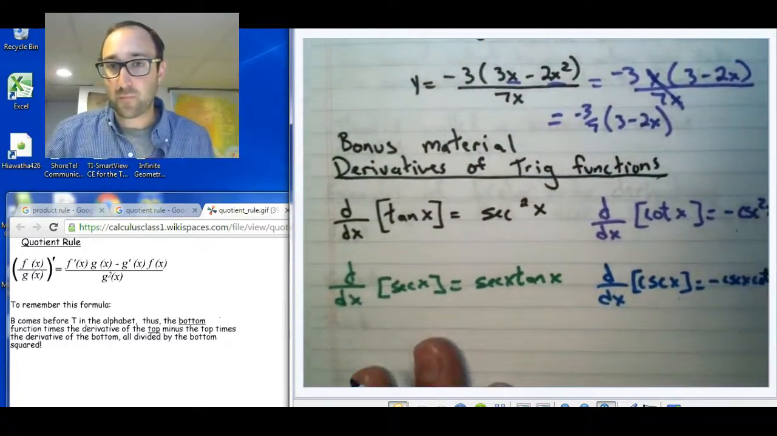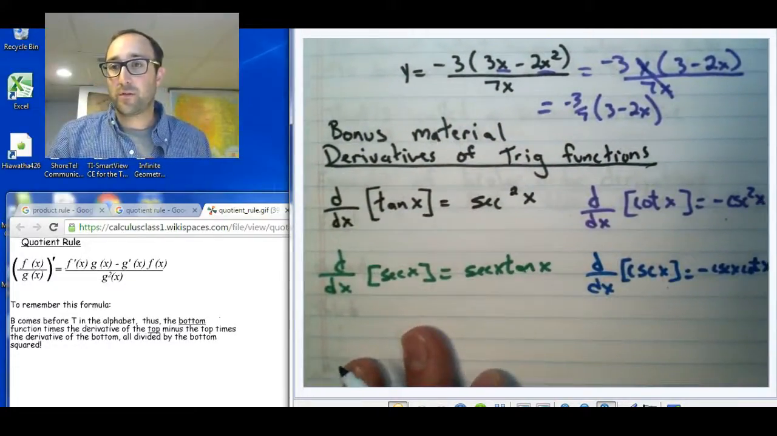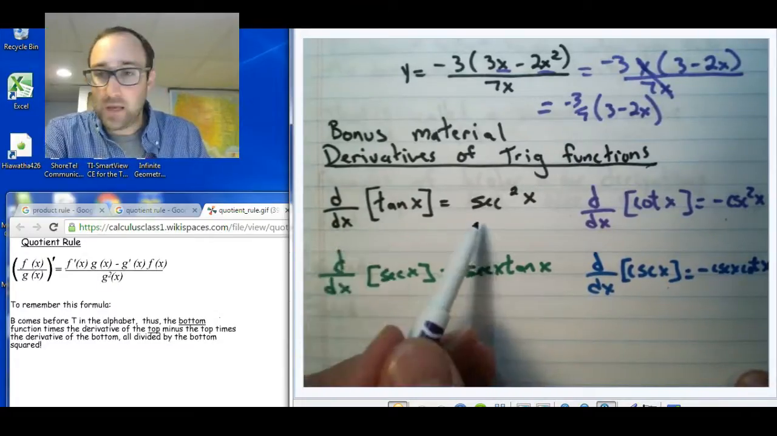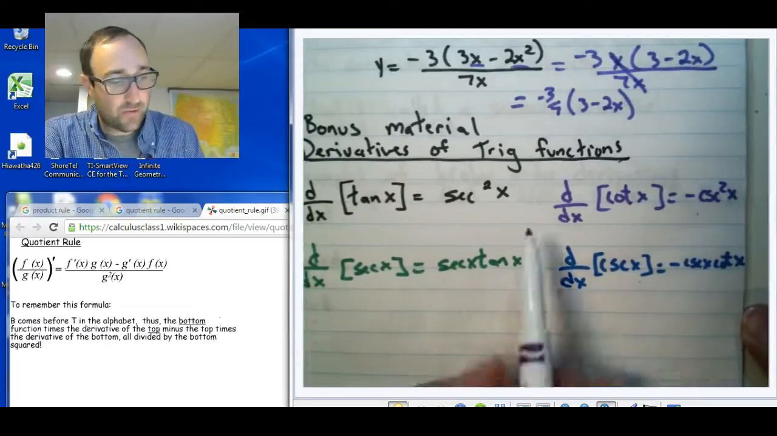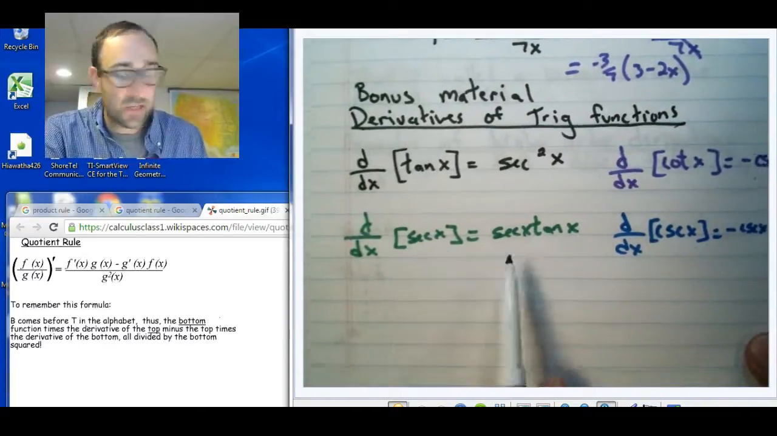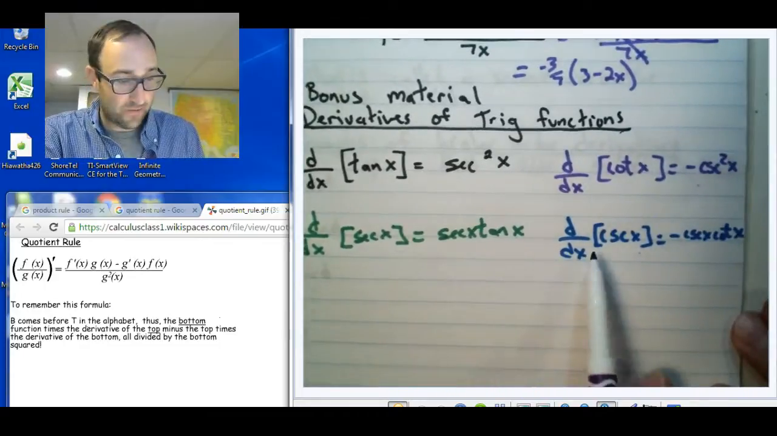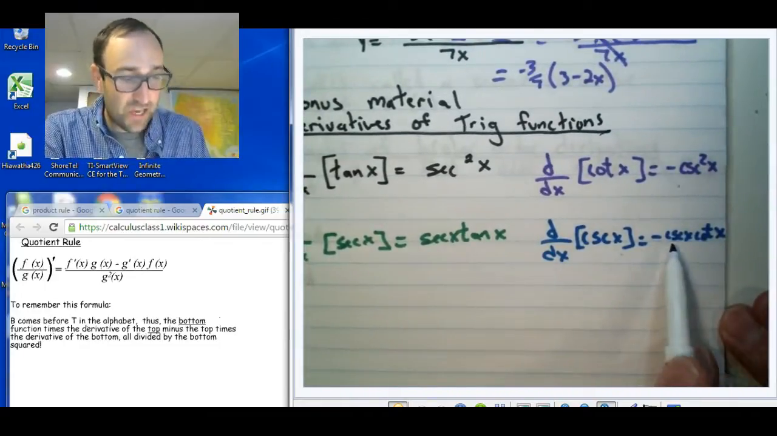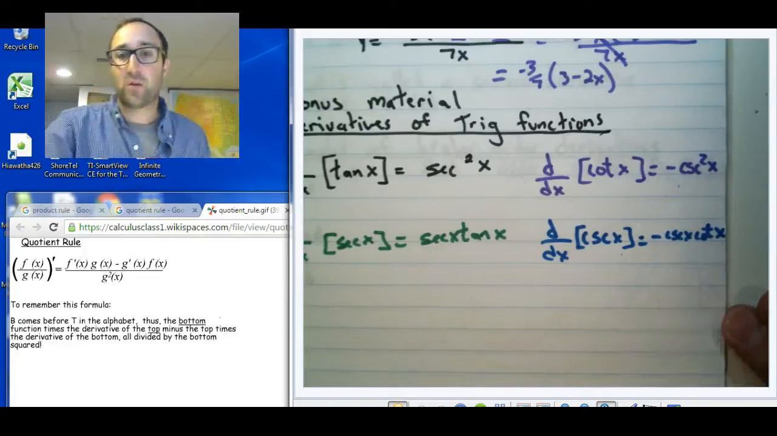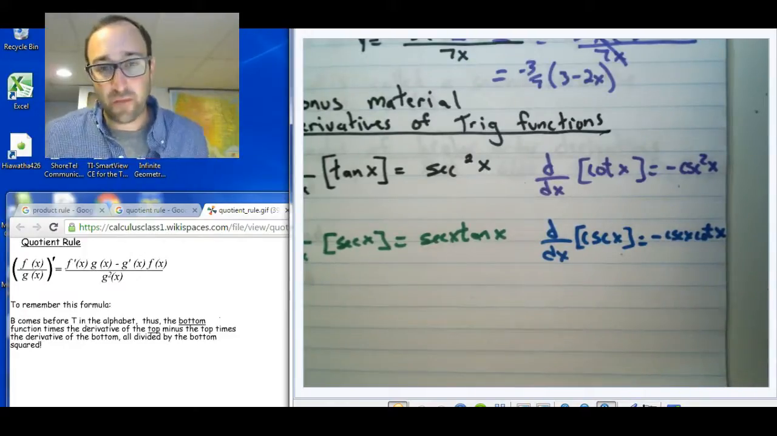Okay, and lastly, here's some bonus material. You've got derivatives of trig functions. The derivative of tangent is secant squared. The derivative of cotangent is negative cosecant squared. The derivative of secant is secant tangent, and the derivative of cosecant is negative cosecant cotangent. I know it's a little hard to see, negative cosecant cotangent. There's your bonus material for today. All right, good luck.